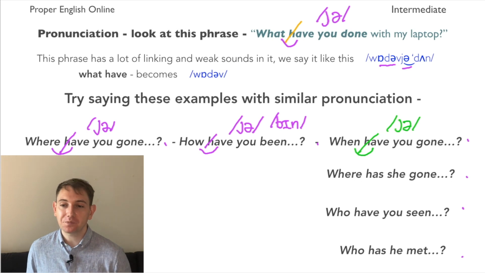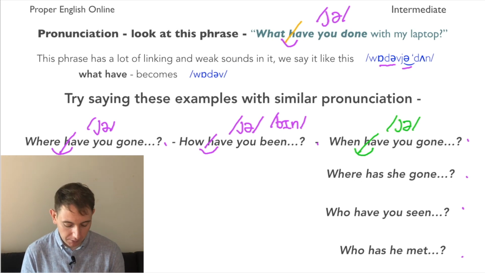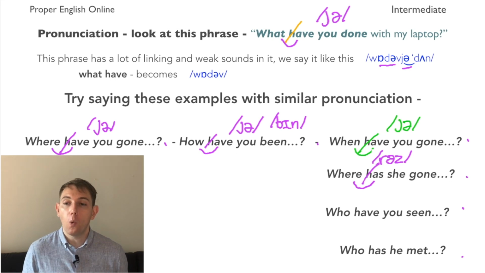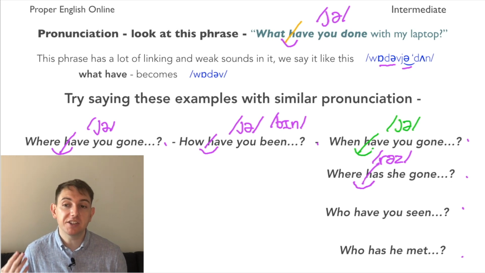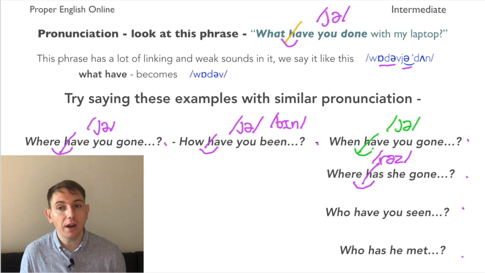How about the next one? So where has she gone? Once again, get rid of that H, join the R with the A and we get an uz sound. Ruz. Whereas. Where has she gone? She and gone stay the same. We don't need to do anything there, but it's going to be whereas. Where has she gone?